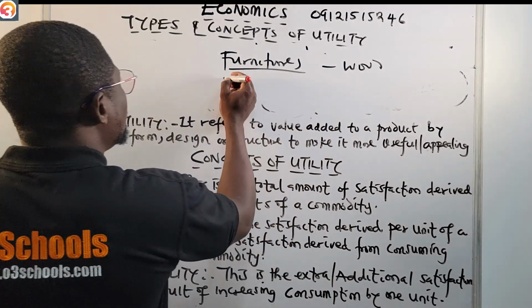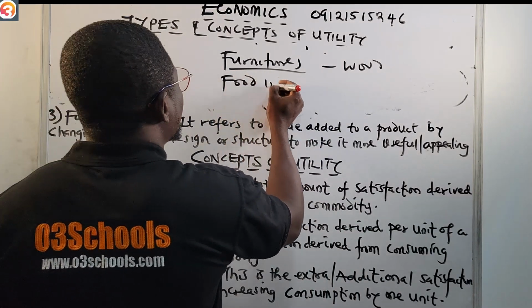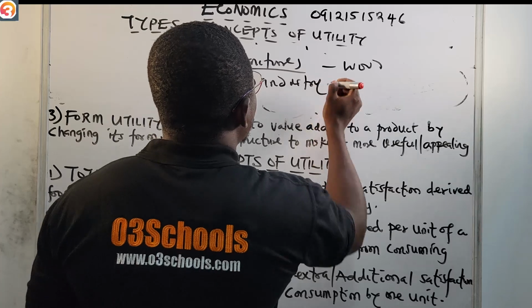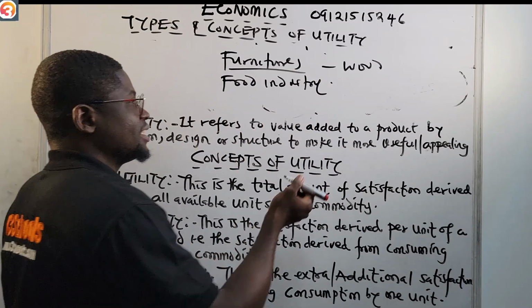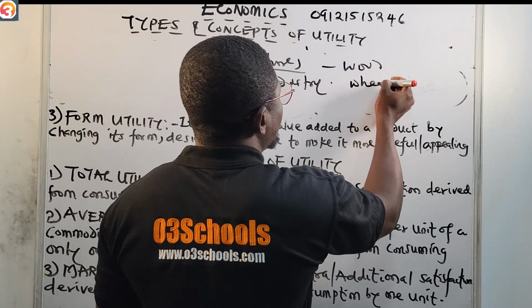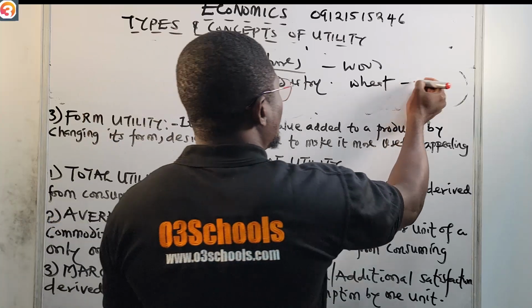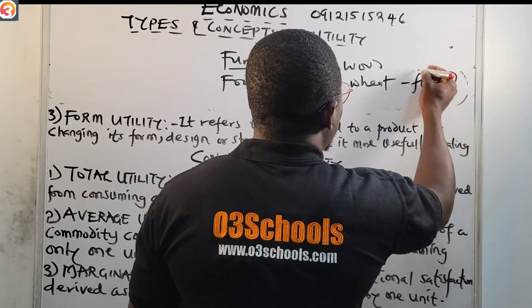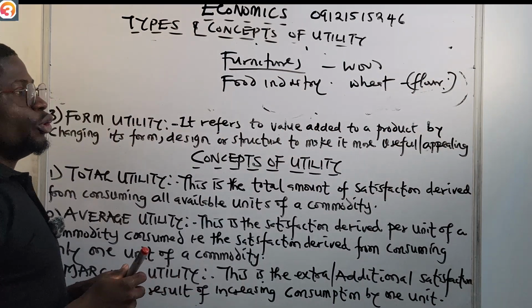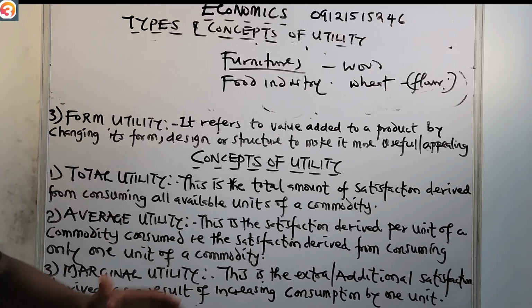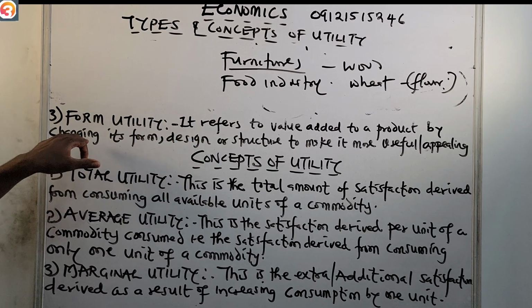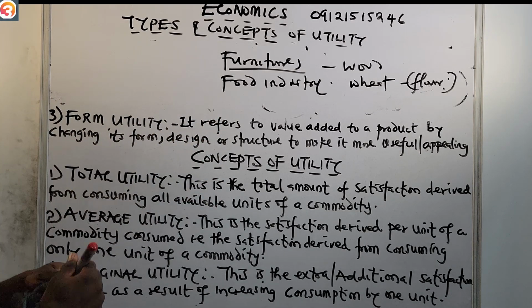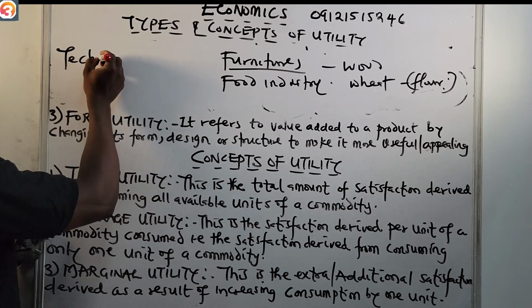Also, in our food industry, food and beverage, for example, wheat. You can see wheat can be changed to the finished form of flour. From wheat to flour. It's also an example of form utility.